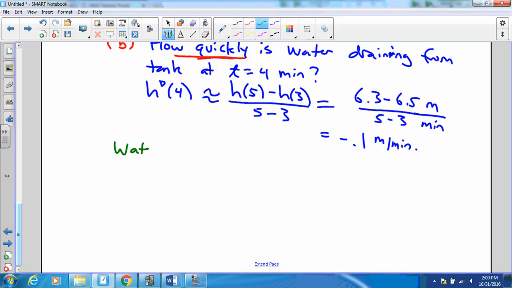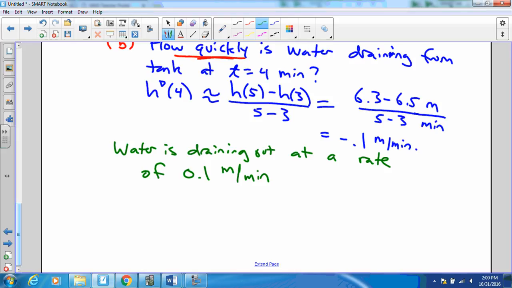Jason, how do I interpret this? Water is draining at a rate of 0.1 meter per minute. Perfect. Let's go with t equals 4 minutes. Yep, very good.